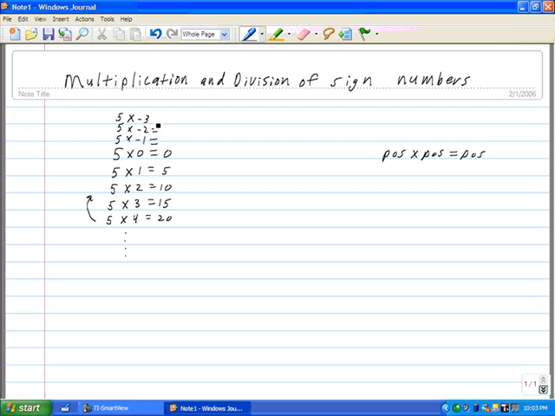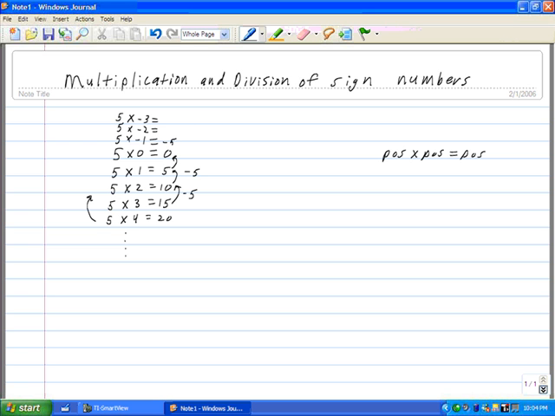Now the other pattern that we're going to observe is the pattern over here with our products. The 20 became 15, which dropped to 10, which dropped to 5. So what we're seeing here is that each time it's dropping by 5, and that is because it is a 5's table. So if we count down, 20 goes down to 15, which goes down to 10, which goes down to 5, which goes down to 0.